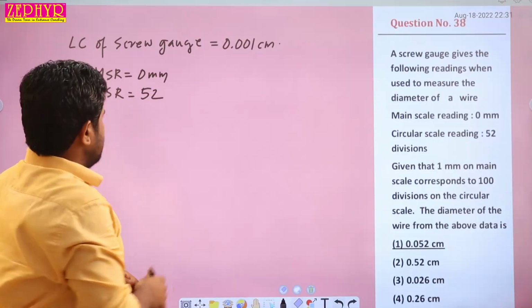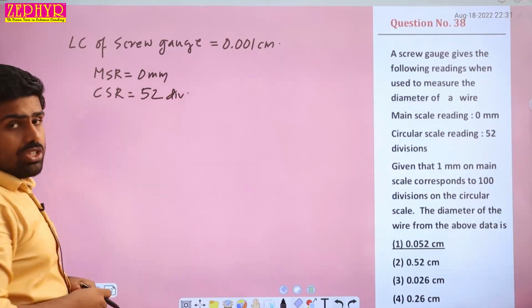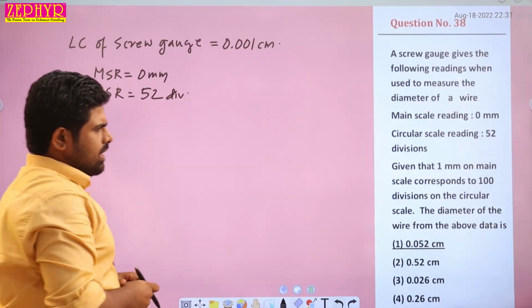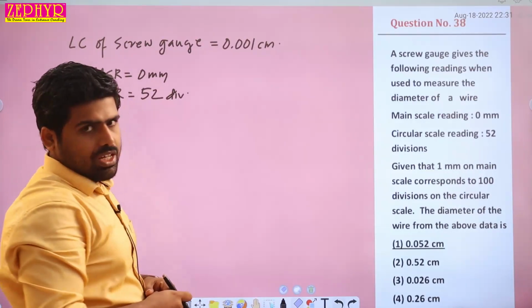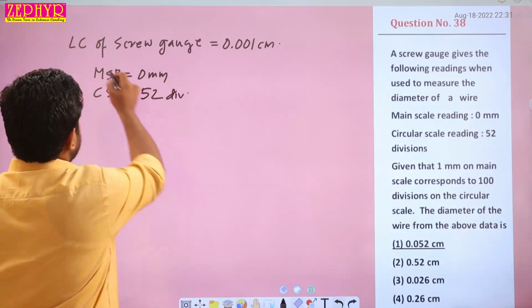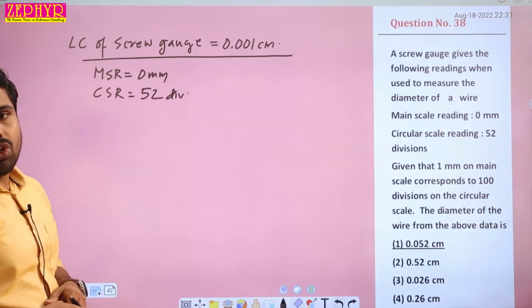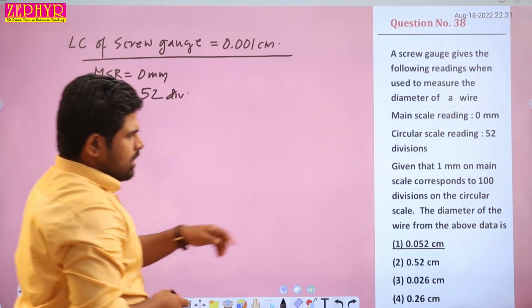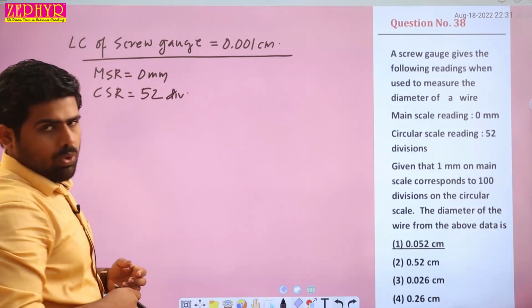Okay, 52 divisions. So the MSR reading is equal to 52 divisions. Given that 1 mm on the main scale corresponds to 100 divisions, therefore the least count of the screw gauge is equal to 0.001 centimeter. The diameter of the wire from the above data.